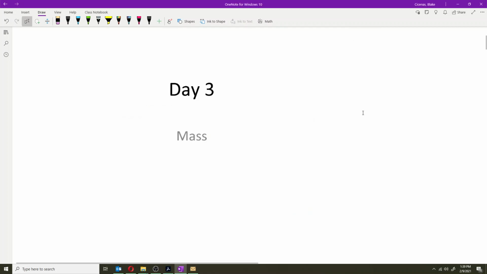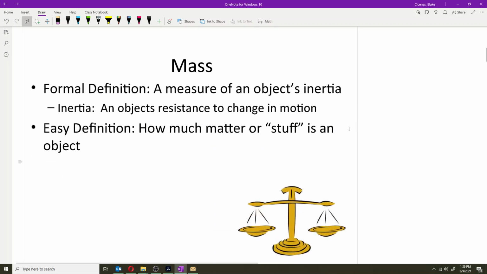Alright, day 3 is mass, and we looked at the various ways of measuring mass. The formal definition of mass is a measure of an object's inertia, where inertia is an object's resistance to a change in motion. The more mass you have, the more inertia you're going to have. The harder it is to change your motion, whether you're already moving or standing still. An easier definition is basically how much stuff is in an object.